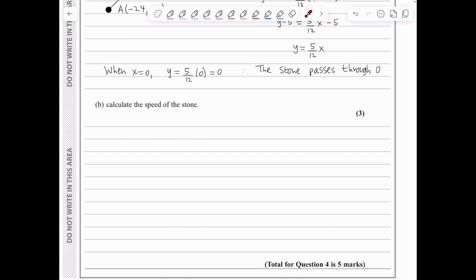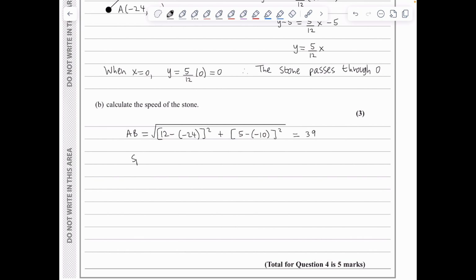In part B, we need to calculate the speed of the stone, and I will start by calculating the distance AB. So this is going to be 12 minus the negative 24 squared, so I'm doing x2 minus x1 squared plus y2 minus y1 squared. So 5 minus the negative 10 squared and all square root. This will give me the distance AB, which turns out to be 39.